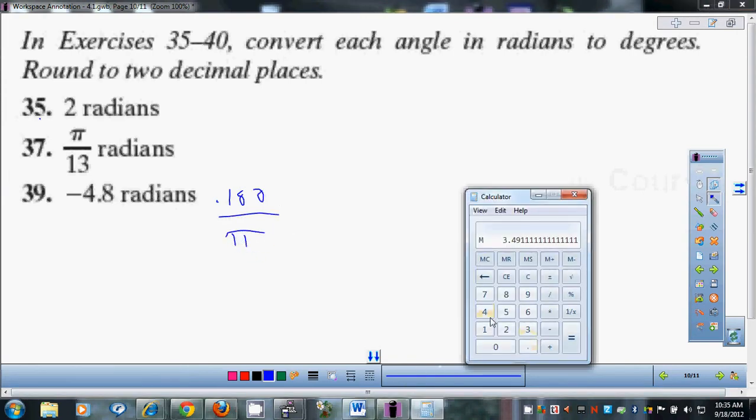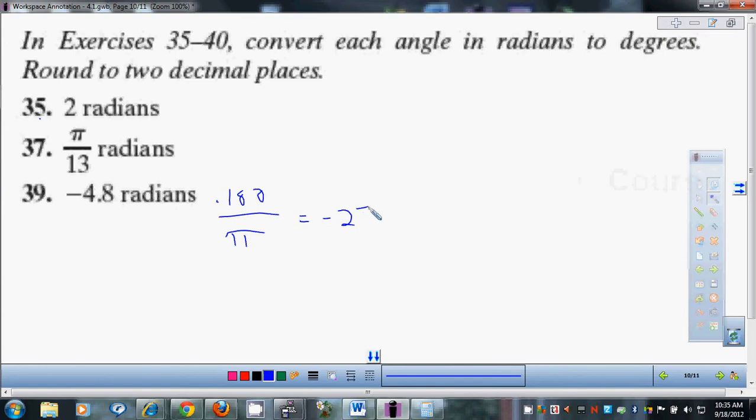Calculator. Negative 4.8 times 180 divided by pi. I would highly encourage you to take it to 142. Get more accurate. So that's approximately negative 274.98 degrees. Questions on that?